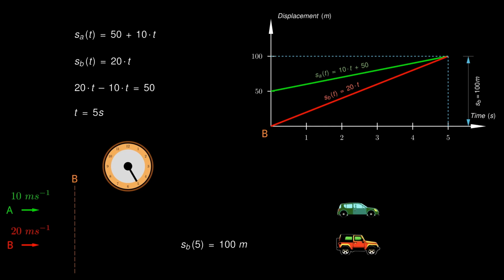Initially, vehicle A was 50 meters ahead of vehicle B. So, before vehicle B catches up, vehicle A continues moving forward, covering an additional 50 meters. This distance is represented on the displacement time graph.